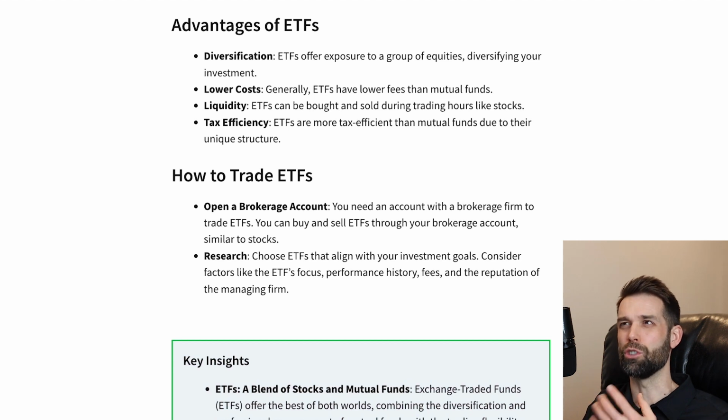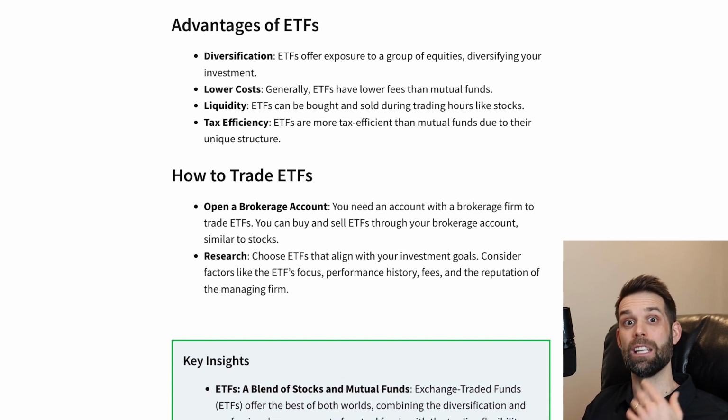A lower cost. Generally ETFs have lower fees than mutual funds. Liquidity. ETFs can be bought and sold during trading hours like stocks, so you can get your money in and out of ETFs very easily. And then there might be some tax benefits as well.